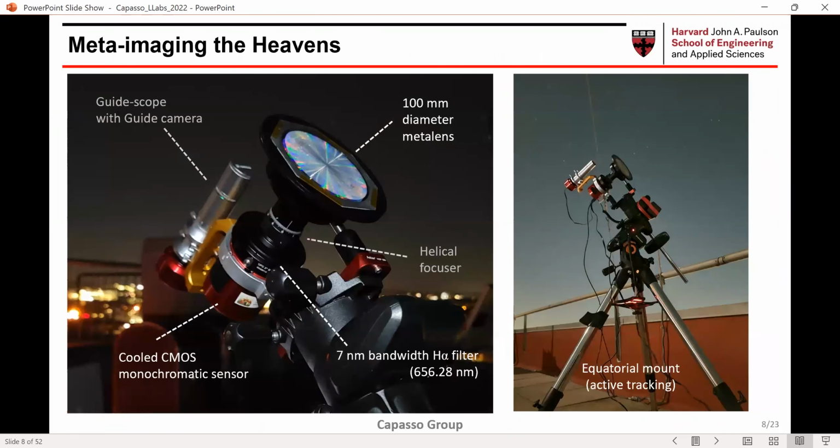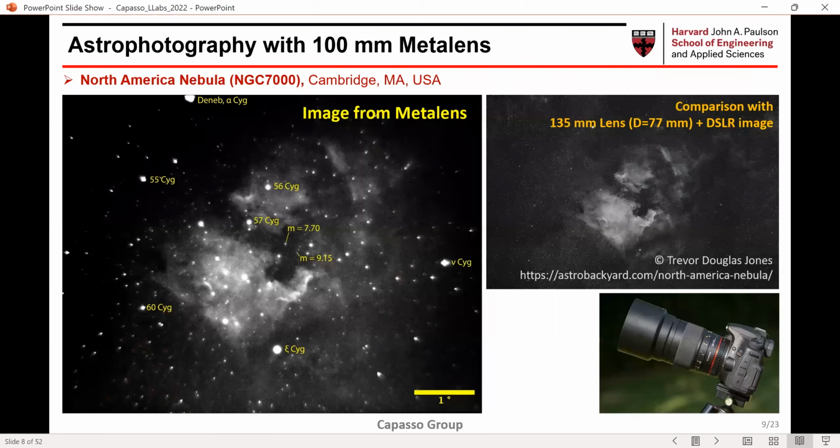But we decided, to have some fun with my students, to mount it in an actual telescope with a filter and to look at a nebula. We talked to some astronomers, and the images are actually pretty good. This is an image of the North American nebula, and if you compare it with what has been obtained by other optics, it's quite a good comparison.